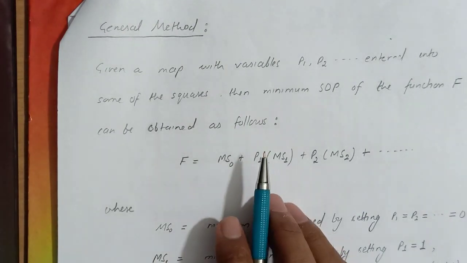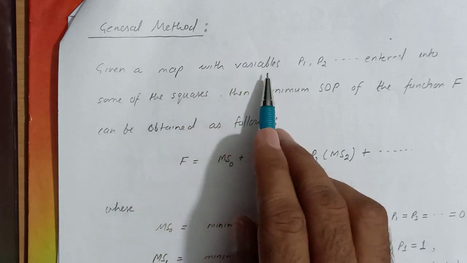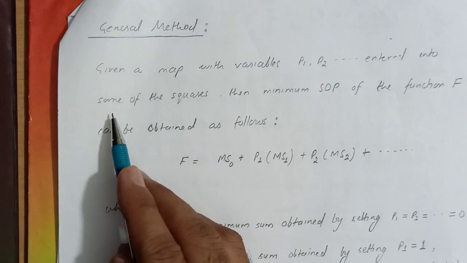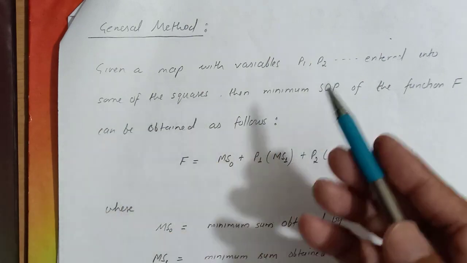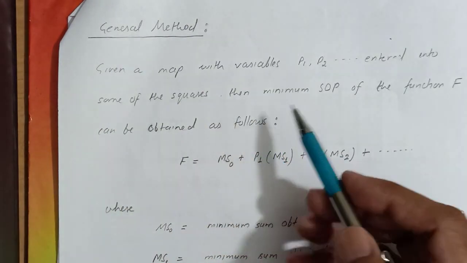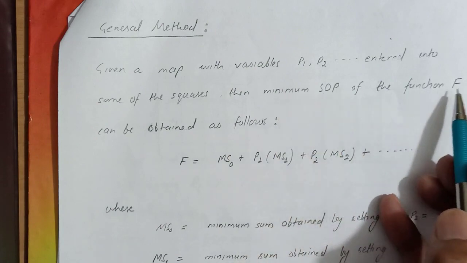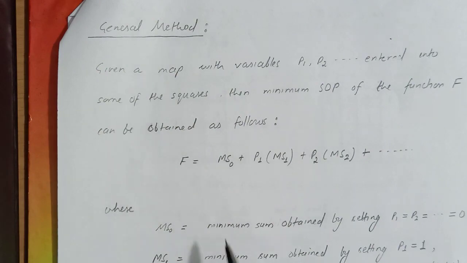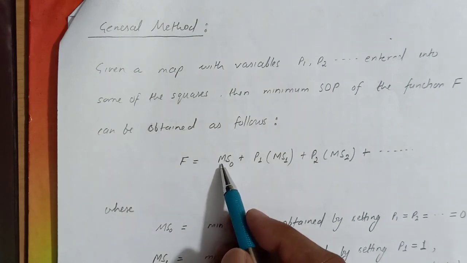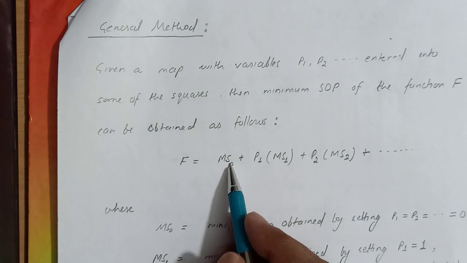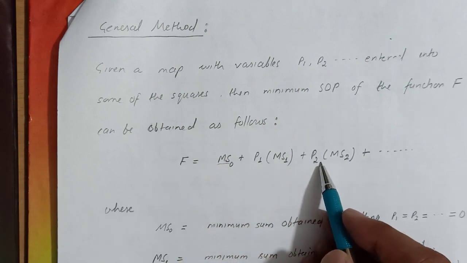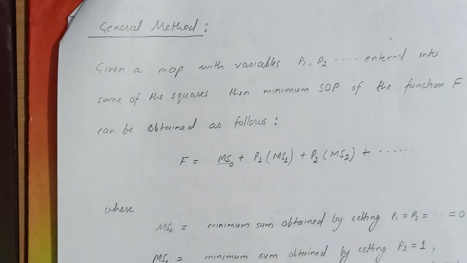So this is the general method. Just suppose given a map with p1, p2 and so on entered into some of the squares of the map, then the minimum SOP of the function can be obtained like this: f equal to ms0 plus p1 ms1 plus p2 ms2 plus and so on. So what is the meaning of this equation?